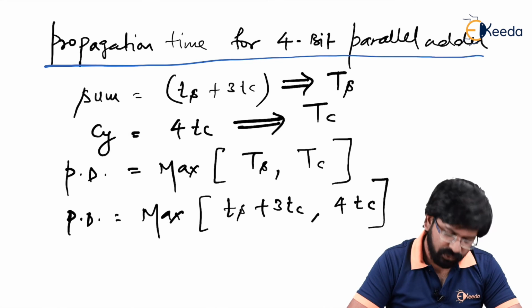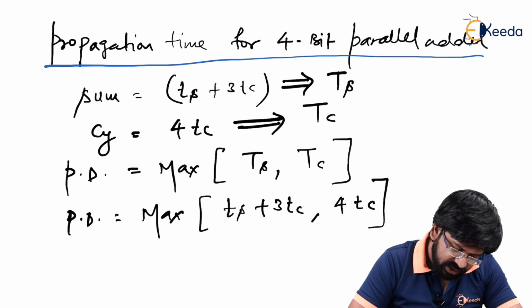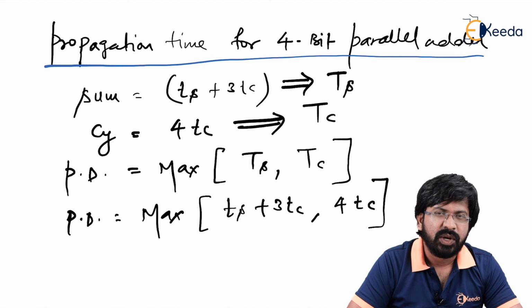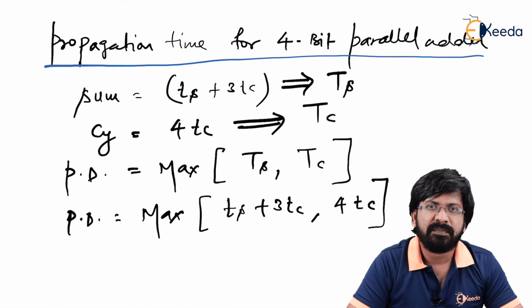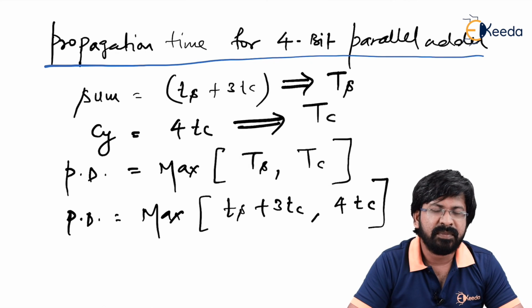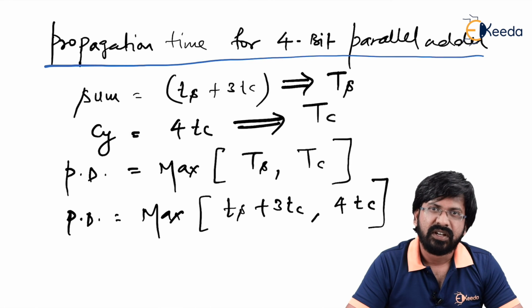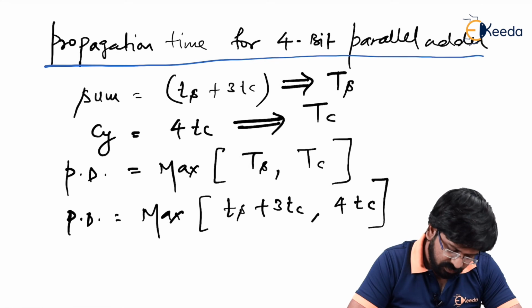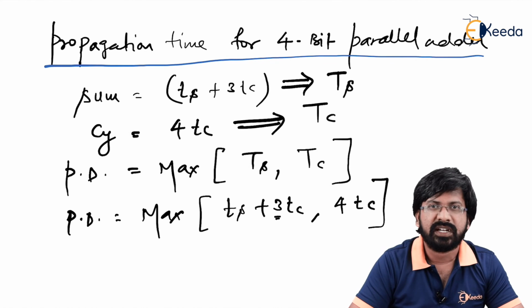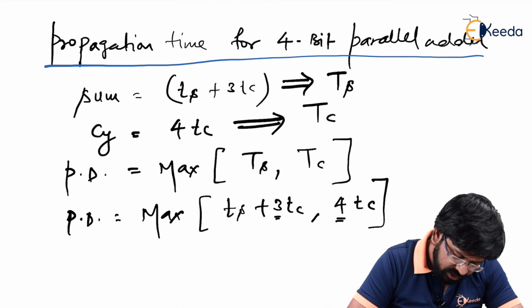Now concentrate carefully. Can you see the capital Ts value is Ts plus 3 Tc. Why has this 3 come? The 3 has come because it is a 4-bit adder. I repeat, 3 has come because it is a 4-bit adder. So for 5-bit, a 4 will come. For 6-bit, here 5 will come. Meaning that for n-bit, what figure will come in place of 3? It would be n minus 1. Am I right?